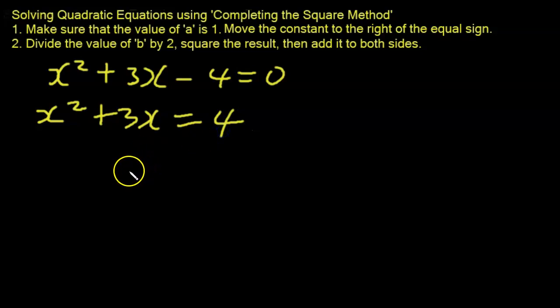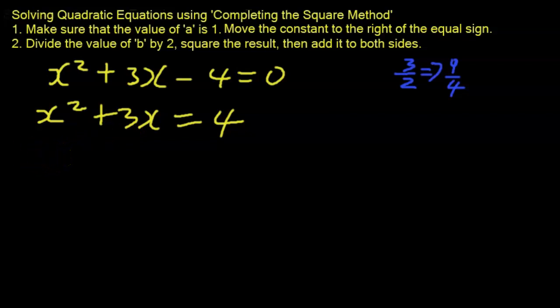And then divide the value of b by 2. What's the b value? 3. So we divide that by 2. Square the result. To square a fraction, we square the numerator and denominator. And then we add it to both sides.